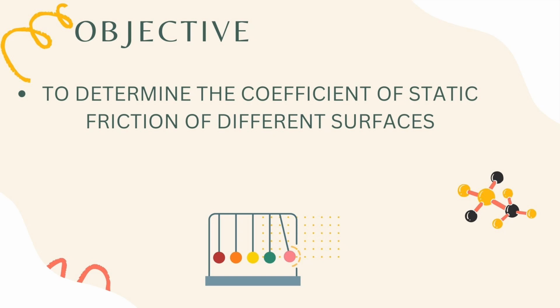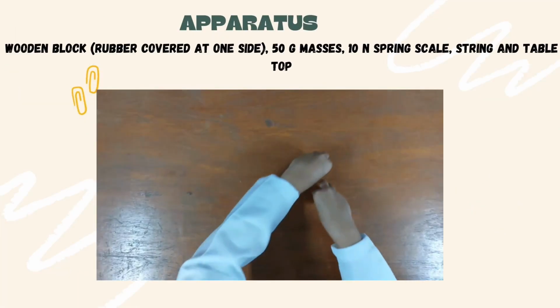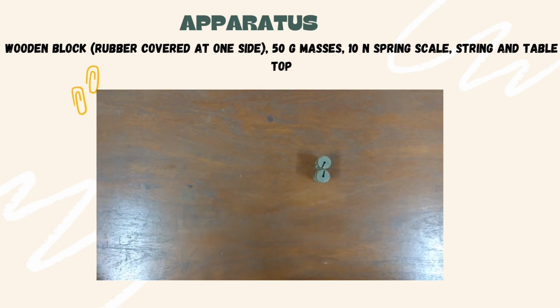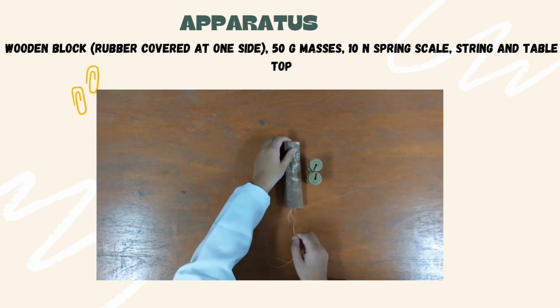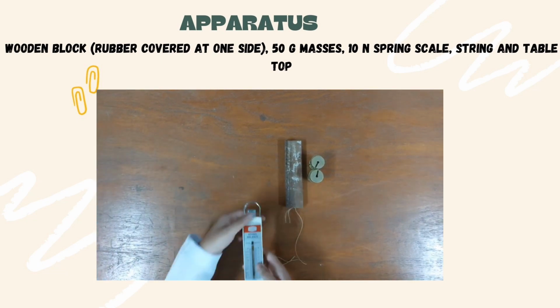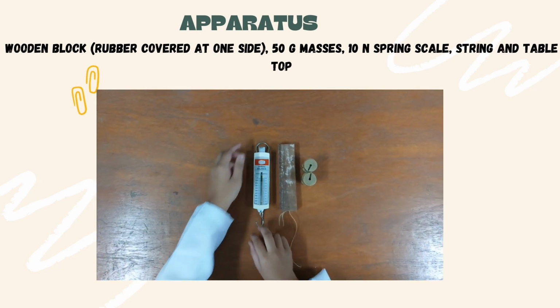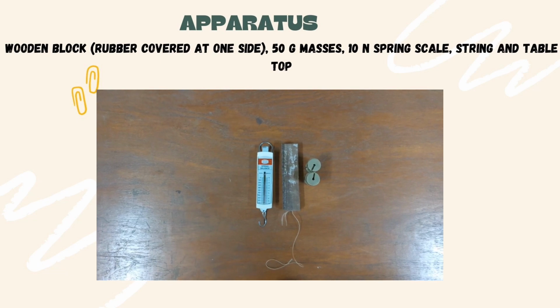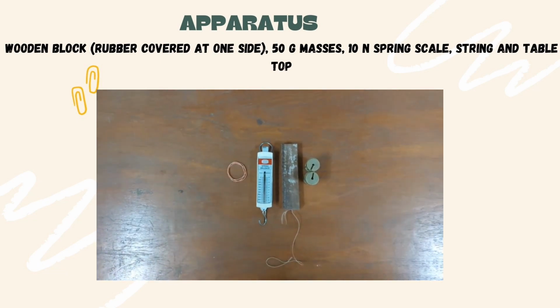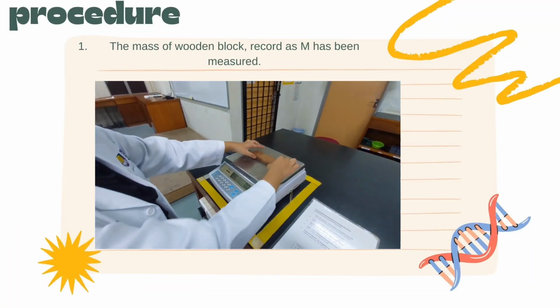To start with, the objective of this experiment is to determine the coefficient of static friction of different surfaces. For the apparatus in experiment 4, we need a wooden block, 50 gram mass, 10 Newton spring scale, string and tabletop. And we move to the procedure.